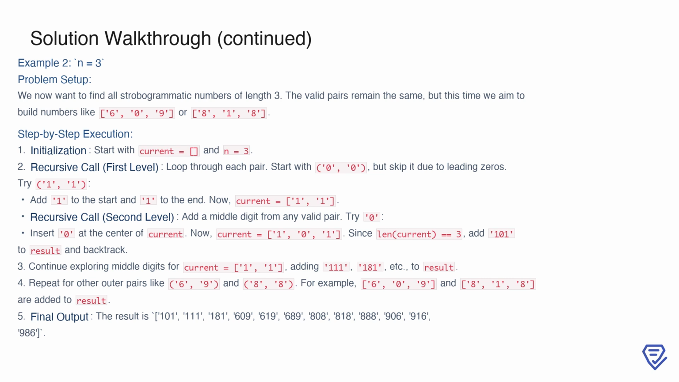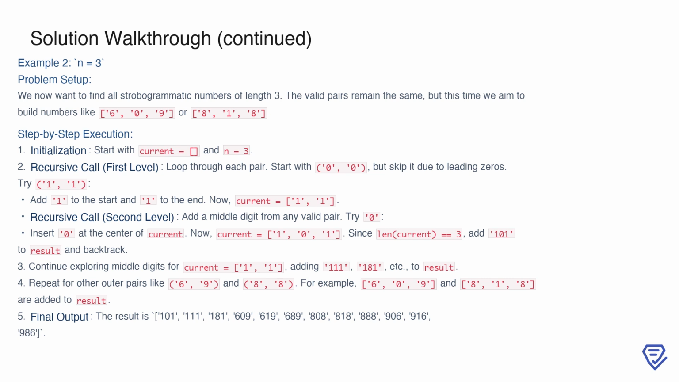Since this matches the target length, we add 101 to the result and backtrack to explore other middle digits, such as 1 and 8, which yield 111 and 181. We repeat this process for other outer pairs like 6 and 9 or 8 and 8. For instance, using 6 and 9 with a middle digit of 0 gives 609, and using 8 and 8 with a middle digit of 1 gives 818.